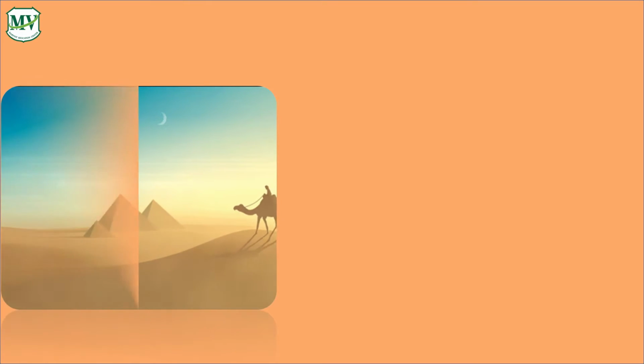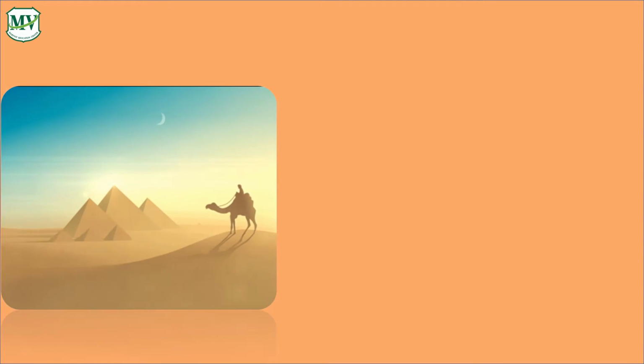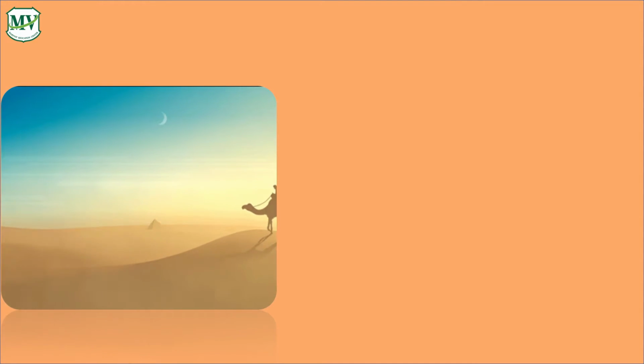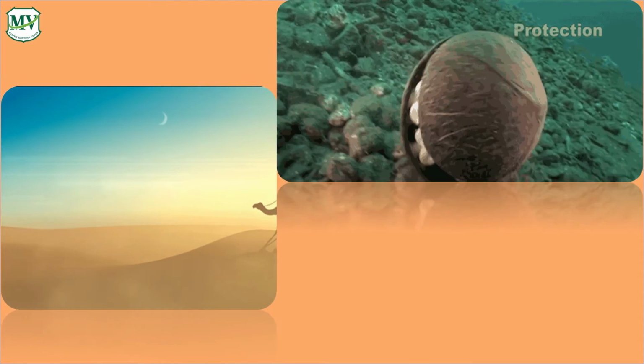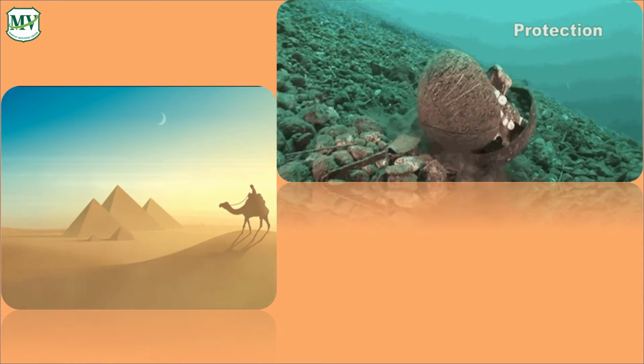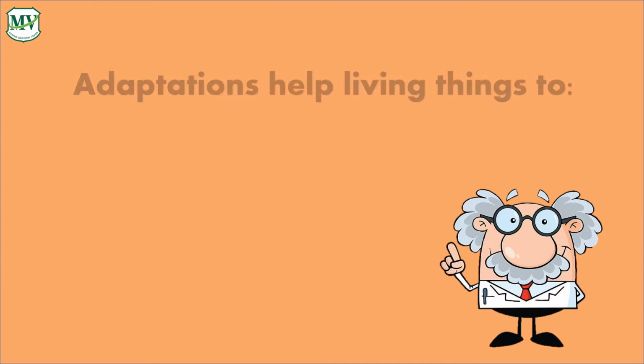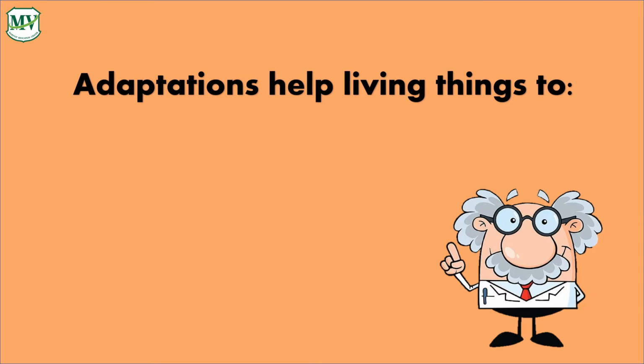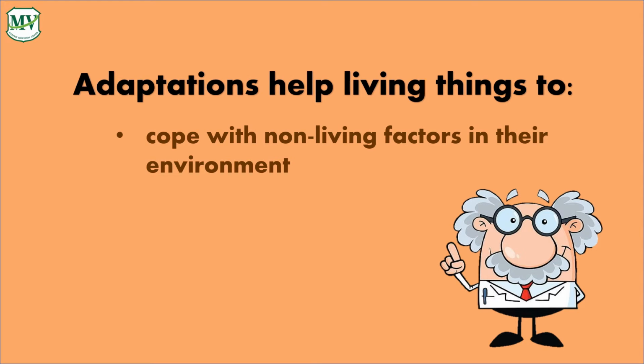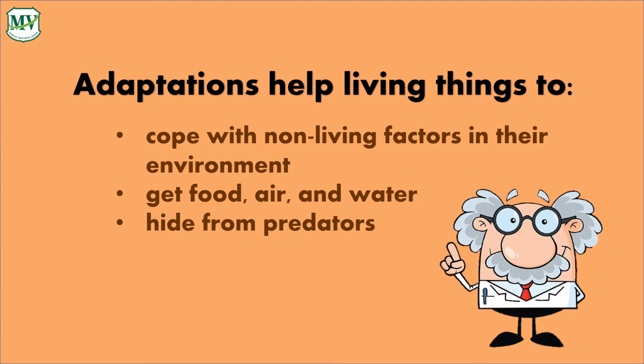The survival of living things is affected by the factors in its environment. To stay alive, living things have features that help them cope with the living and non-living factors in their environment. These features are called adaptations. Adaptations help living things to cope with non-living factors in their environment, get food, air, and water, hide from predators, and reproduce. Adaptations can be structural or behavioral.